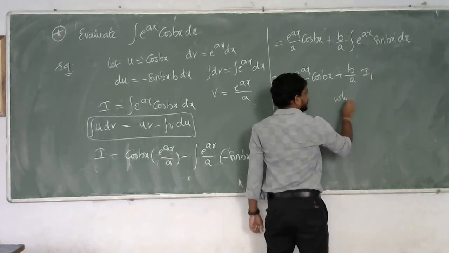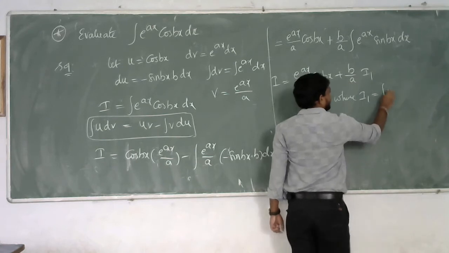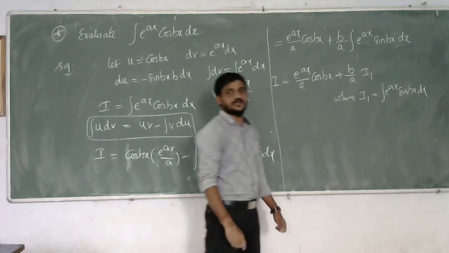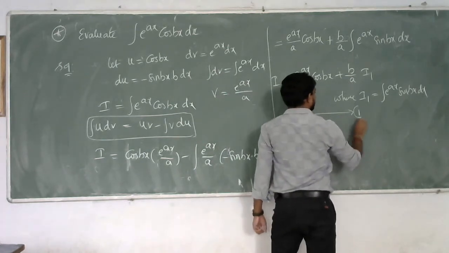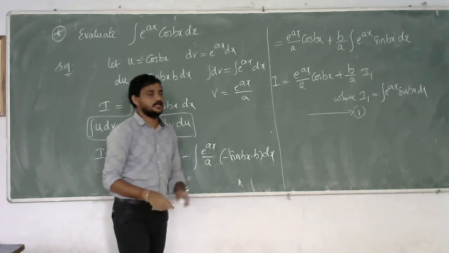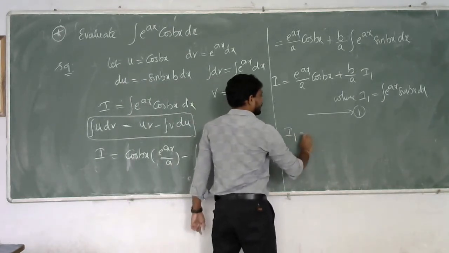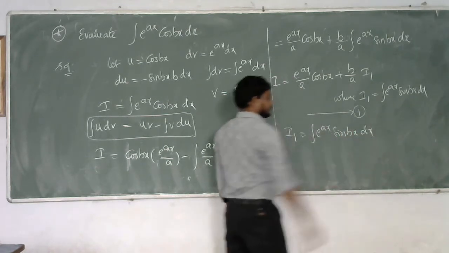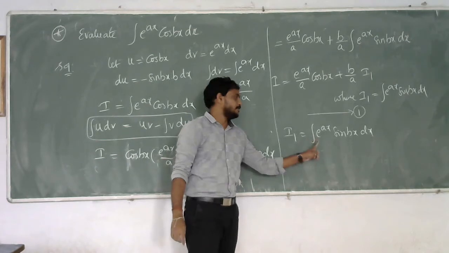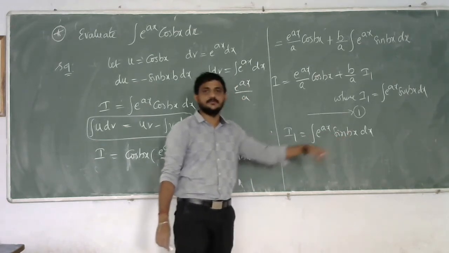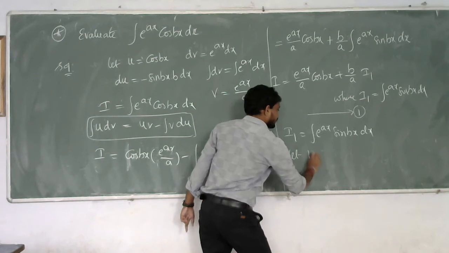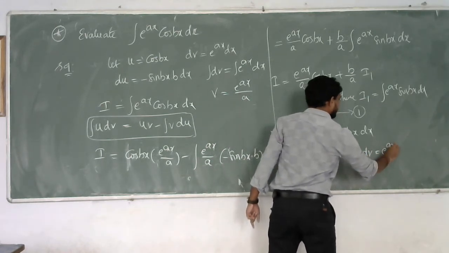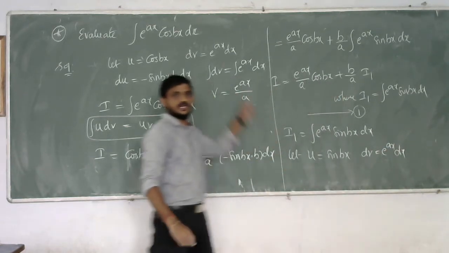Where I equals e to the power of ax by a into cos bx plus b by a into I1, where I1 equals integral e power of ax into sin bx dx. Consider it as equation number 1. Okay, so let us take the I1 value. So I1 equals integral e power of ax into sin bx dx. Now again, e power of ax is an exponential function, sin bx is a trigonometric function. So we have to take u equal to sin bx and dv equals e power of ax into dx.